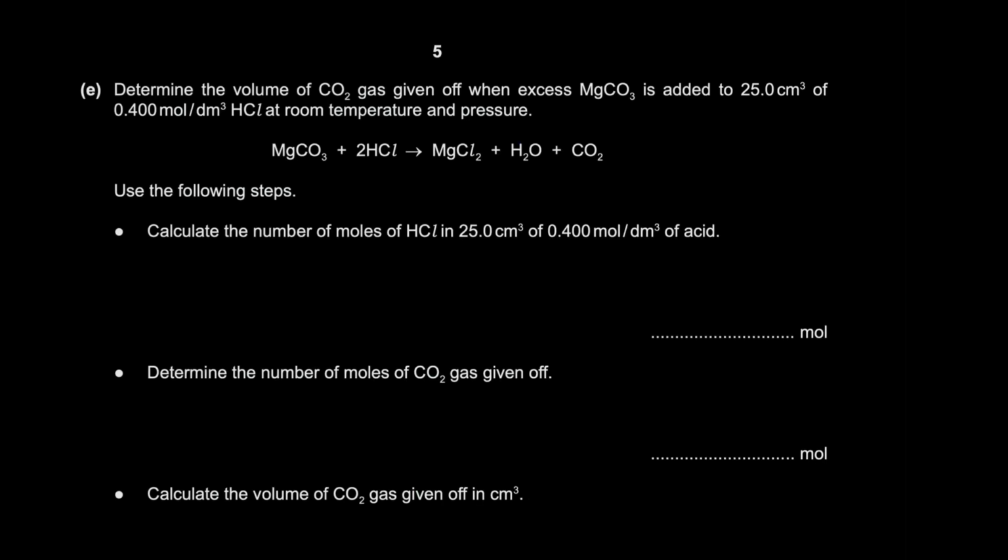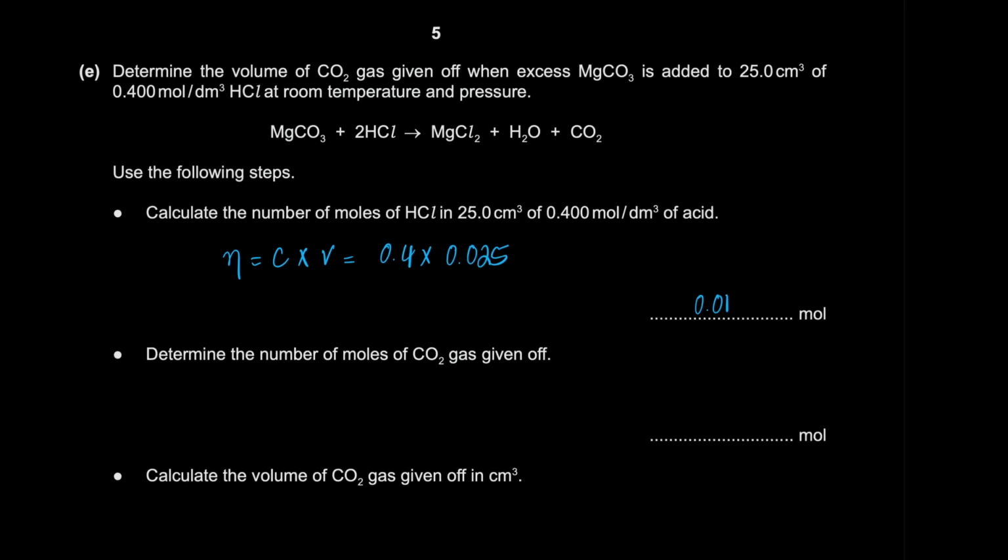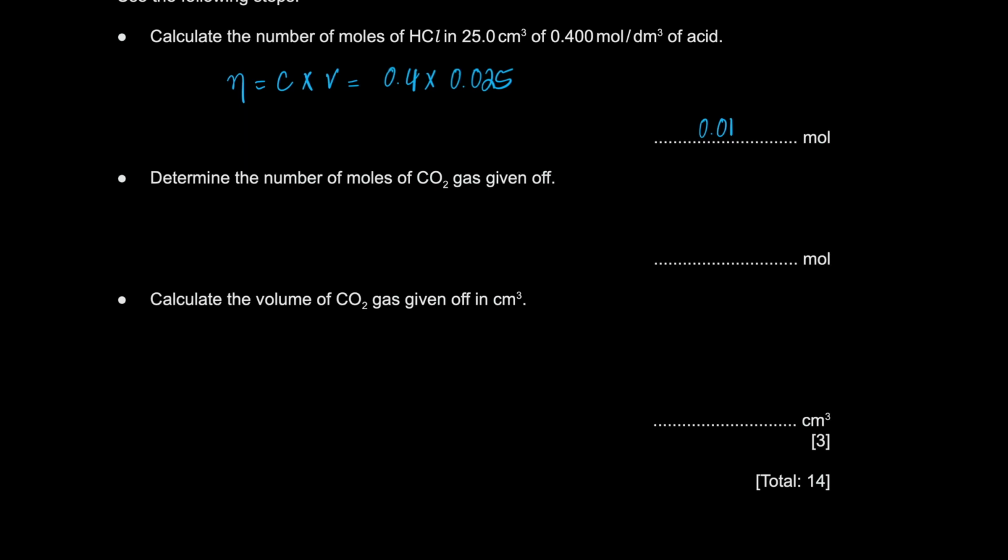Calculate the number of moles of HCl. So moles is equal to concentration times volume. The concentration is 0.04 times 0.025. That comes out to be 0.01 moles. Okay, let's give ourselves some more room. Some fancy colors. Actually, let's go with this.